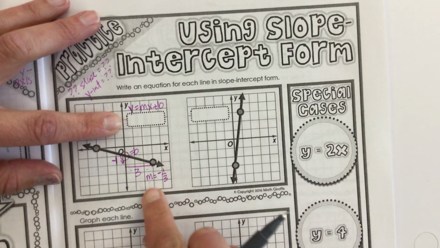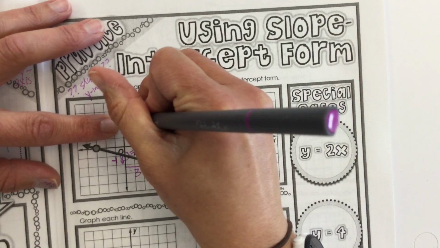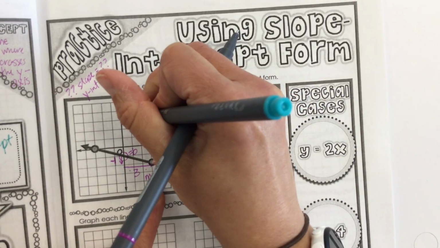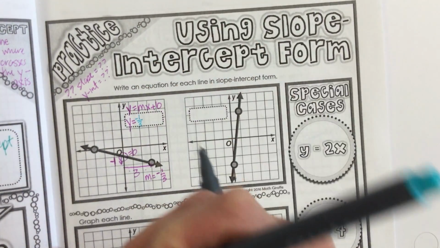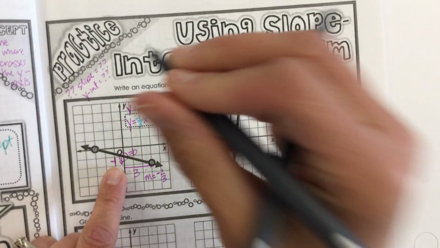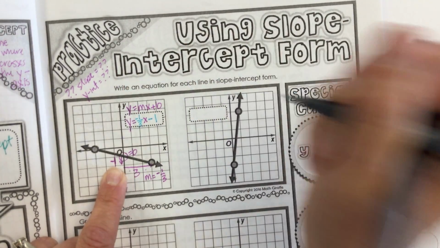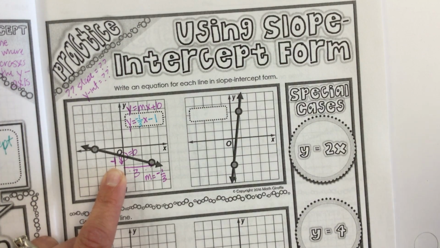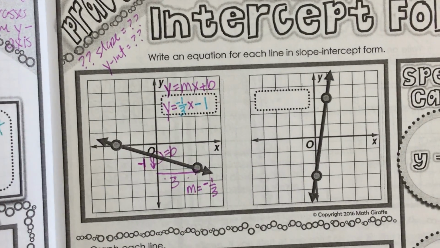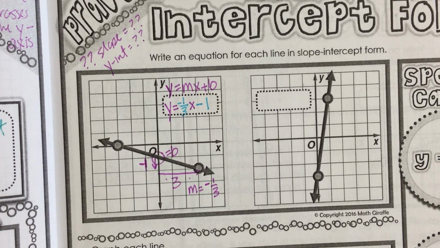And then what you're going to do is take these two things and put them in the equation. The y and the x stay there. So I'm going to write out y equals, my m is -1/3. That was the slope I just got from my graph. And your b is a -1. So instead of writing plus anything, I'm just going to write -1. Okay. Questions?